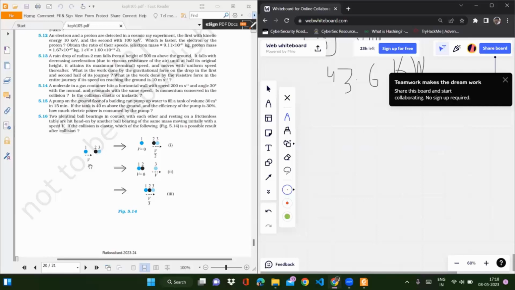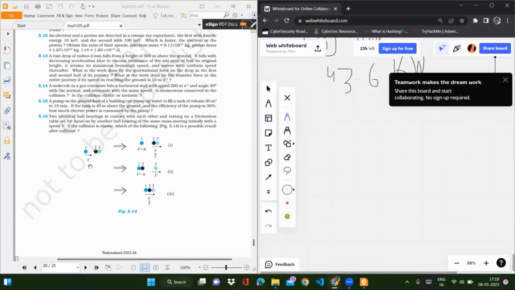The thing we need to consider for this question is that the total momentum of the system must be conserved after the collision. That is one thing. And as the collision is elastic, there is no loss in energy, only kinetic energy, so the total kinetic energy before and after must be equal. These two conditions, momentum conservation and energy conservation, must be satisfied for any case to happen.